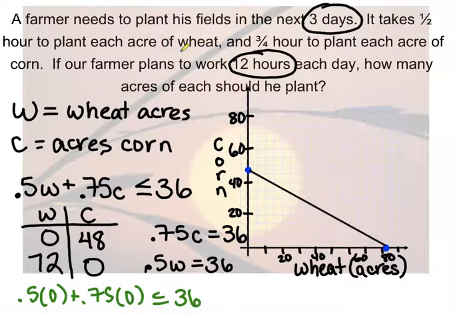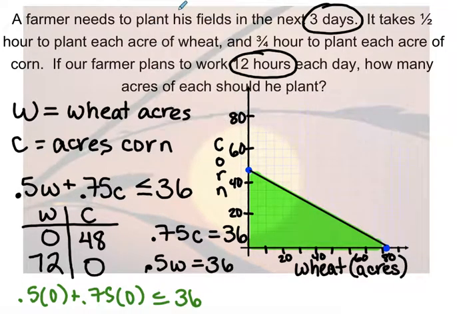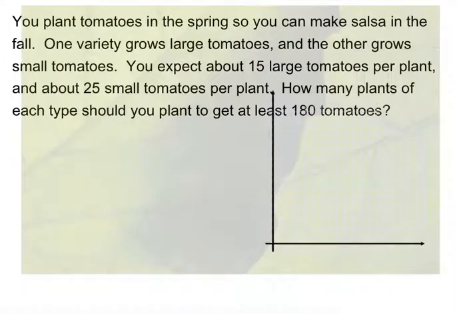Now be careful, you're not using negatives because we can't have a negative number of acres. That is why our wheat and our corn must be at least as large as 0. There is my feasible region for that constraint. Let's try one more. Let me grab a pen.